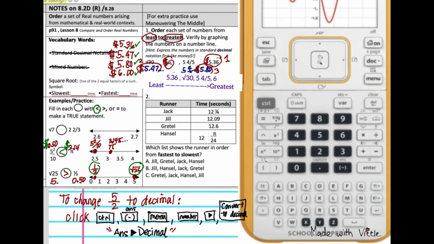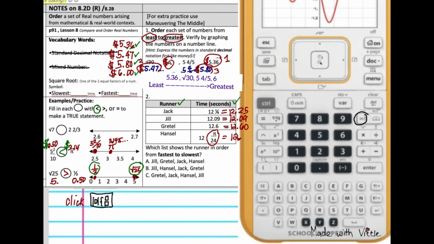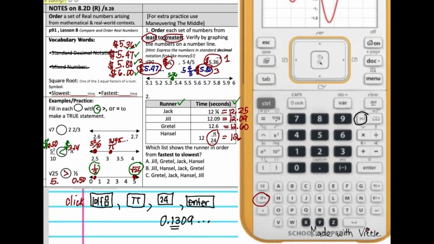The next one is about runners and the time in seconds that they ran. You have to change all the mixed numbers, all the numbers, into decimal, so you can compare them like money. Now, how would you enter this pi divided by 24 on your calculator? Let's see what number should be placed behind these 12 holes. Click the key for fraction, click the pi, go down to the denominator and enter 24. Then click enter. You'll get 0.1309, which you can just take the 13 cents and put it behind the $12 here.